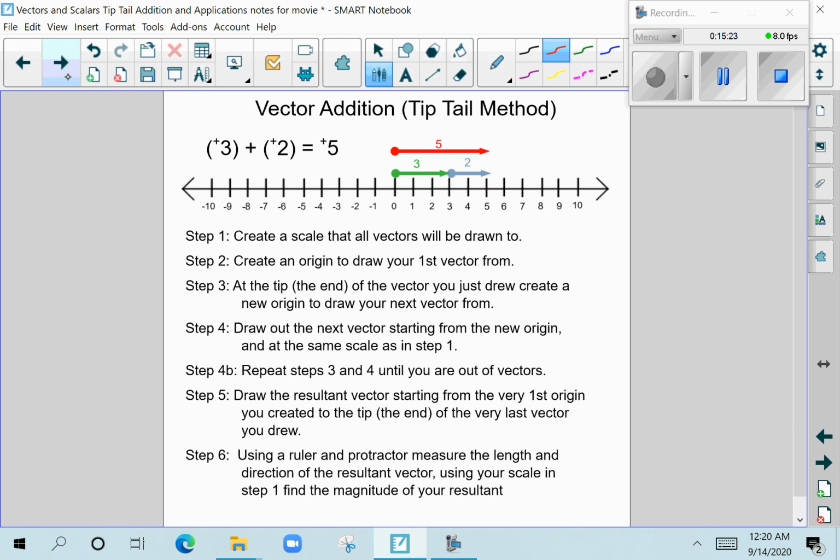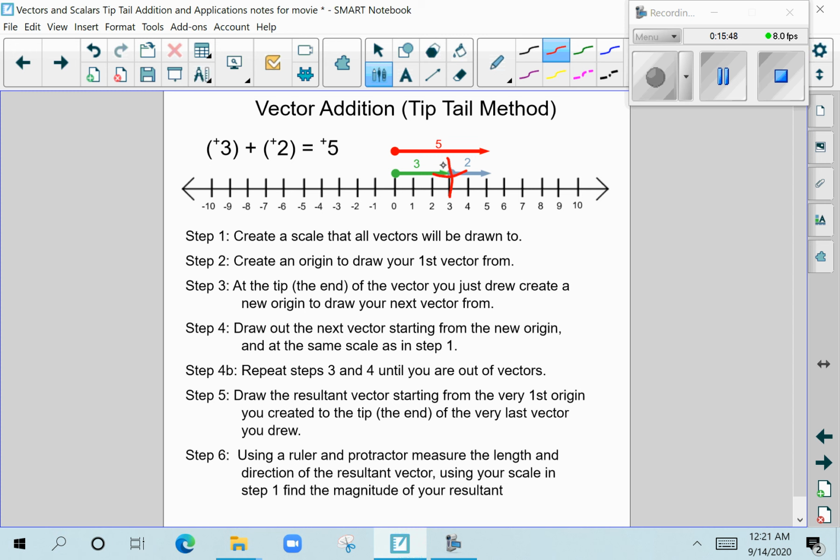You're going to create an origin to draw your very first vector, and you're going to simply draw out that vector to scale. Then at the very tip of that vector, you're going to create a new origin for your second vector to be drawn. Then you're going to draw that second vector at the exact same scale you drew the first vector. And then you just keep doing this over and over again until you're all out of your vectors.